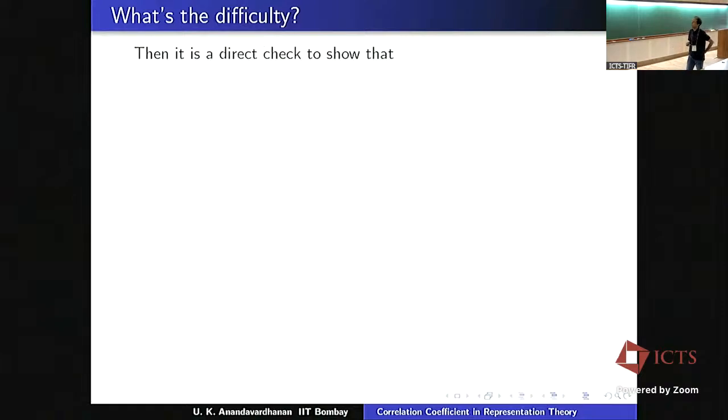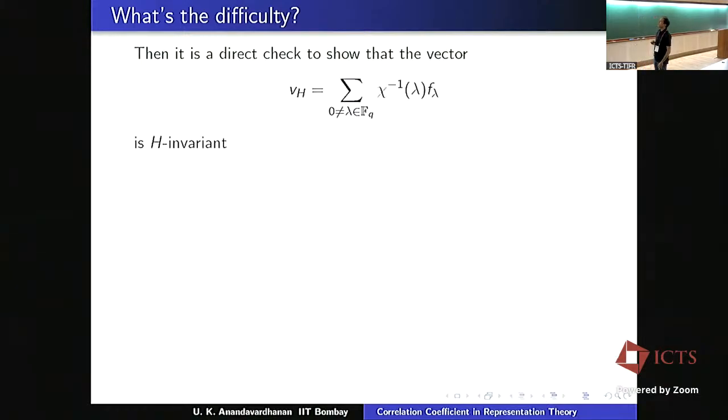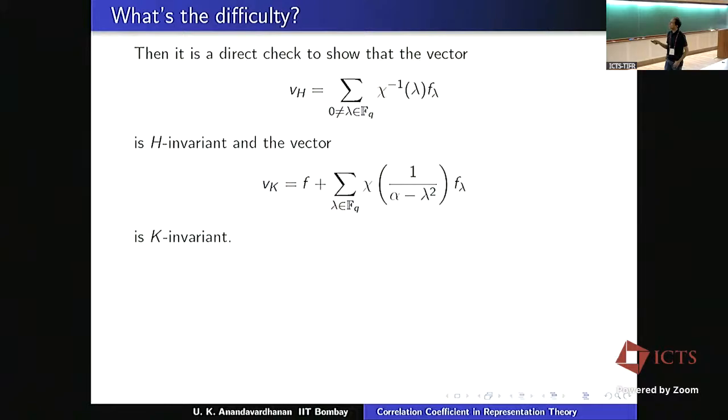Now that you have a concrete model, you can ask for concrete vectors as fixed vectors. In this particular model, one can write down v_H. For v_H, you can take those f_lambda which were there at the bottom and multiply by this factor, as lambda varies over all non-zero numbers. One can check that this is H invariant, which is very easy to check. And this is also not difficult to check, though not that easy, that you can write down a K invariant vector. So you have explicitly got an H invariant vector and a K invariant vector.